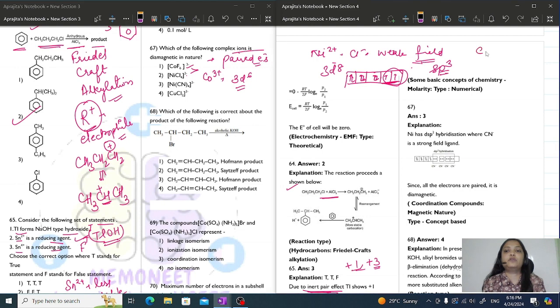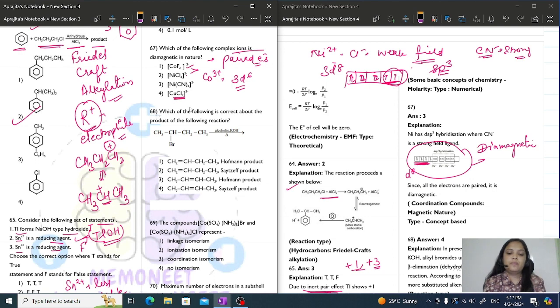In Ni(CN)4, yes, CN- is a strong field ligand. So as you can see here, dsp2 hybridization will happen because in the d8 configuration all electrons get paired up because of the cyanide group. So here all the electrons are paired, so it's a diamagnetic molecule. Again in copper, CuCl2, chloride is a weak field ligand, so again it's a paramagnetic molecule, with unpaired electrons present. So the diamagnetic one is option number 3.